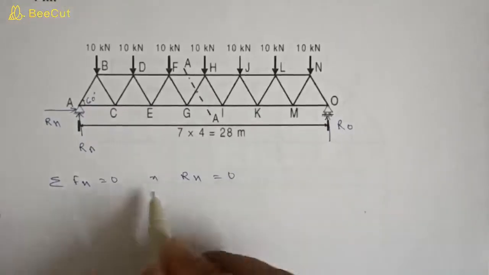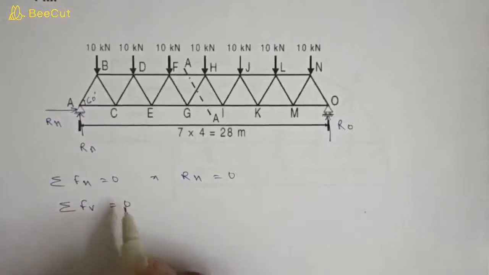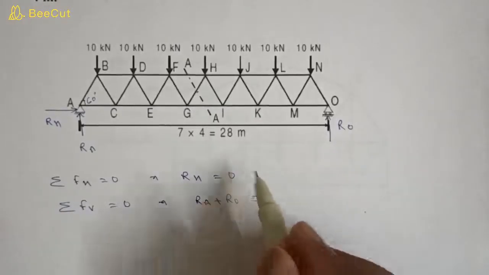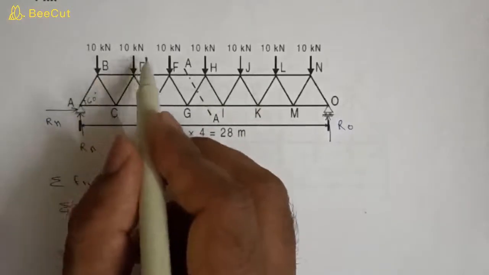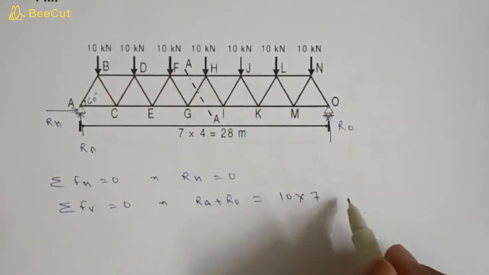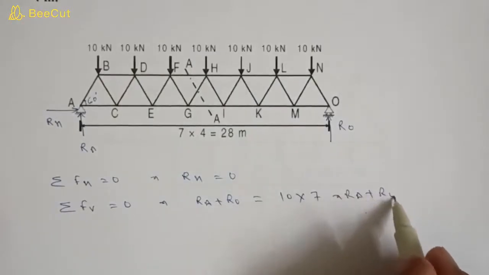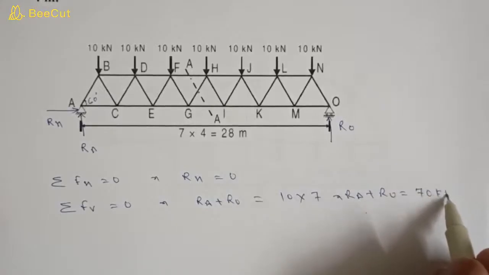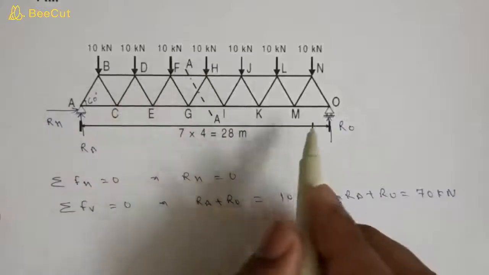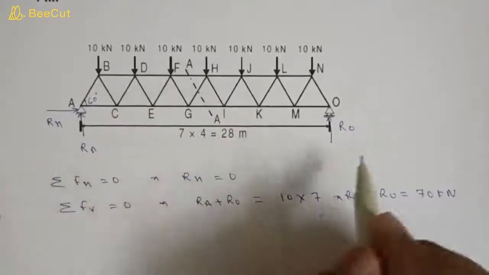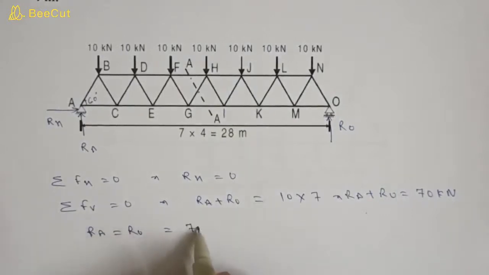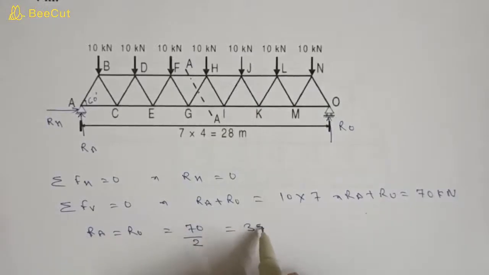Now the sum of all the vertical forces will also be 0. So RA plus RO, these are upward forces, will balance the downward forces: 10, 10, so 1 2 3 4 5 6 7, so 10 into 7. So RA plus RO is equal to 70 kilonewton. From symmetry you can see that RA and RO are at similar distance from all the forces, so RA is equal to RO, which is 70 by 2, equal to 35 kilonewton.